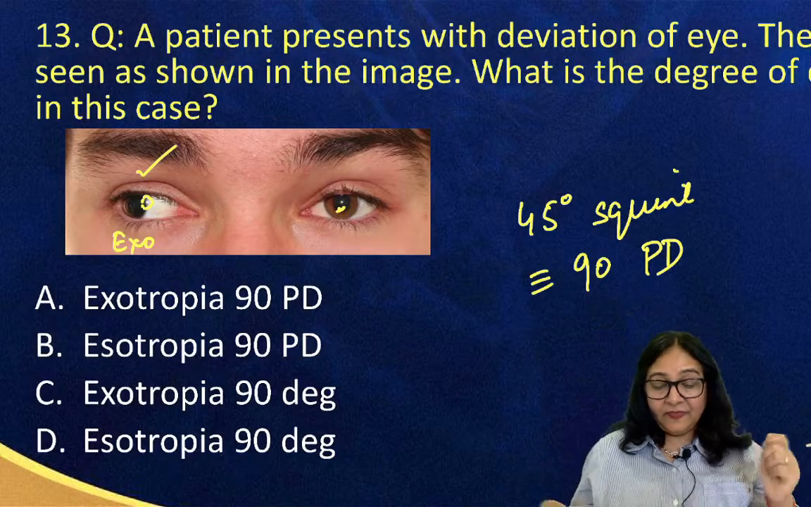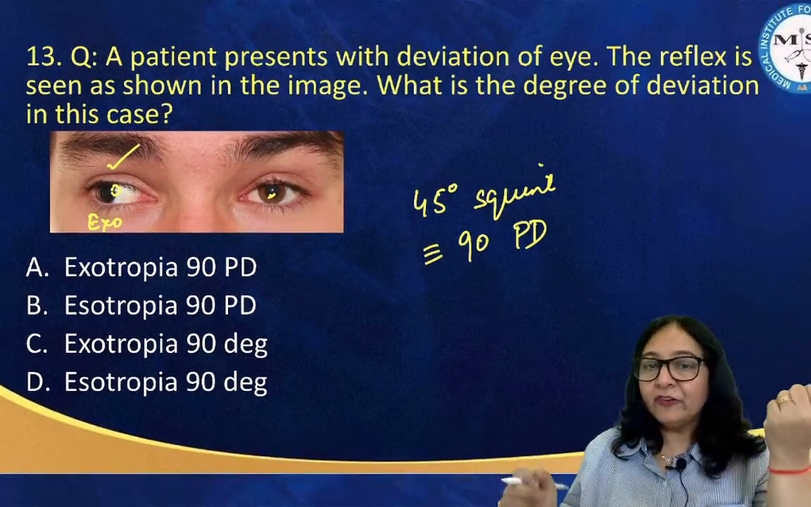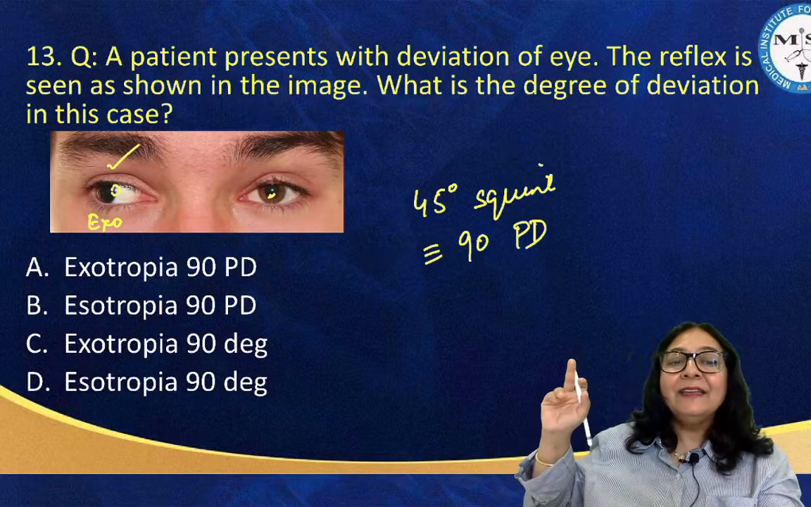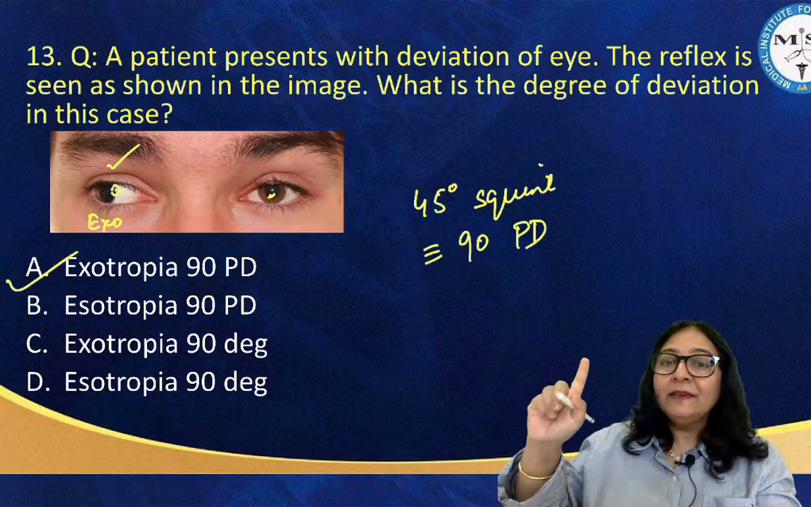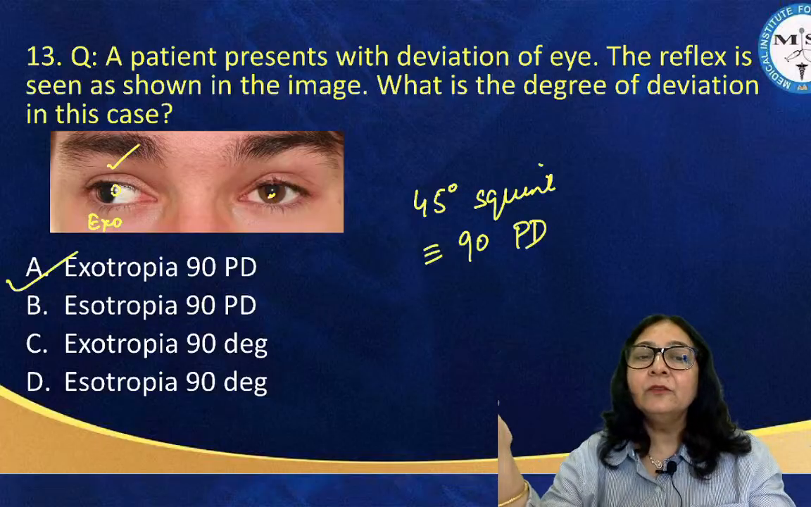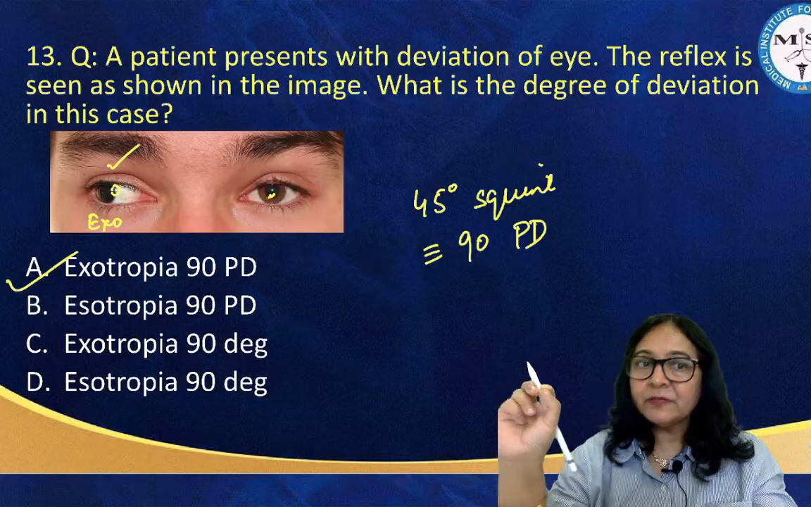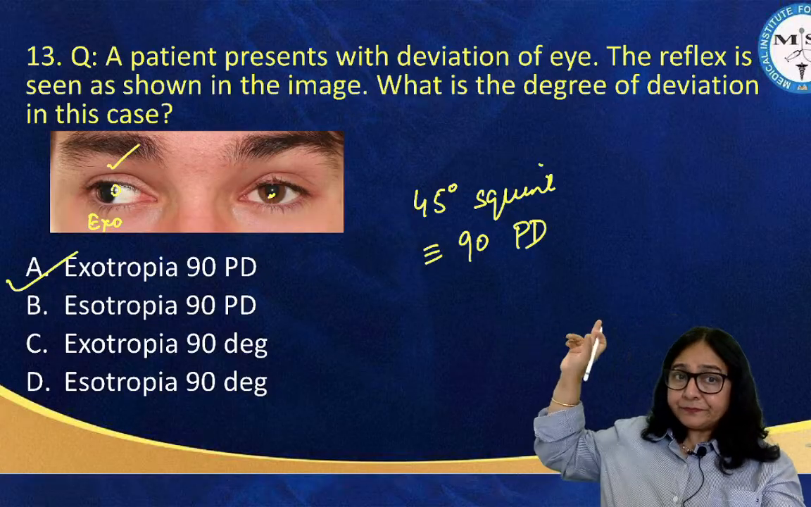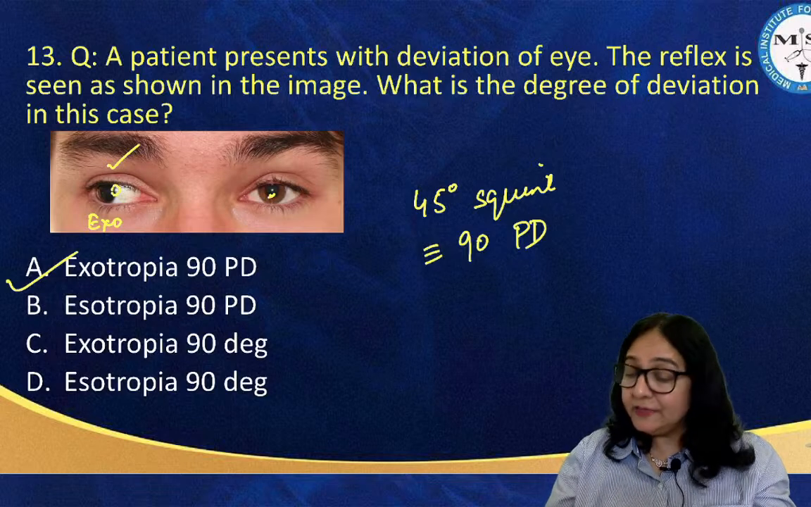So I think this question would have been an easy one for you. We have discussed Hirschberg. We know what exotropia looks like. So esotropia is out of question here, and it is 90 prism diopter, not 90 degree. 1 degree of the squint is equal to 2 prism diopter. If it is in the center, then it is no squint. If it is at the pupil margin, then it is 15 degree or 30 prism diopter. If it is midway on the iris, then it is 30 degree or 60 prism diopter. When it is at the limbus, it is 45 degree and 90 prism diopter.